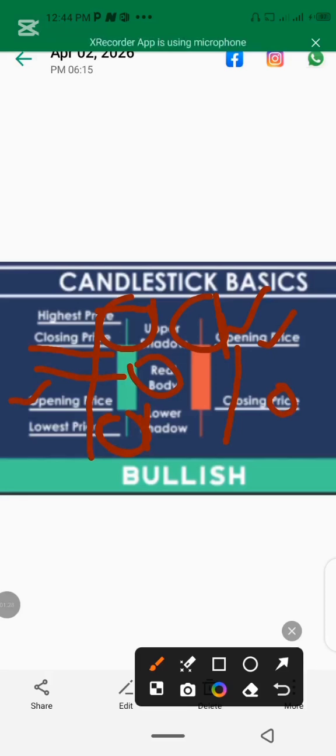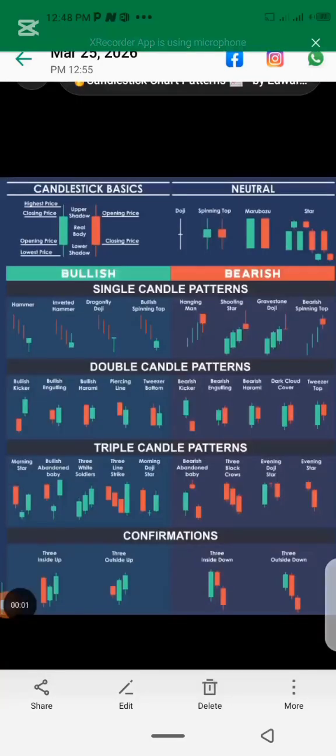Okay, now we have three categories of candles. Okay, the first one, single candle patterns; the second, double candle patterns; the third, triple candle patterns. Okay, now these are all patterns of candlesticks, and you will be familiar with them. When we go to the read charts, you will see how these candlesticks normally operate or work.